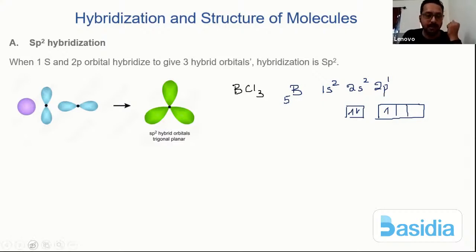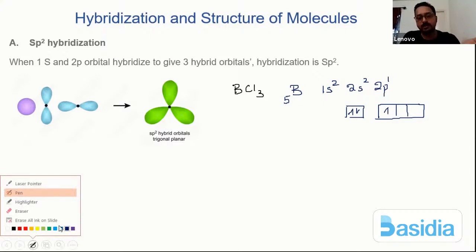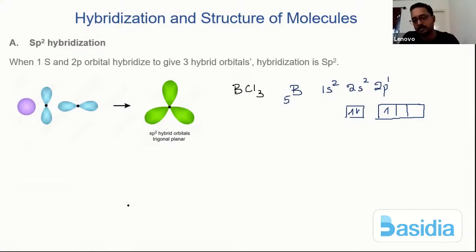So what exactly will happen now? We have also understood yesterday that half filled orbitals, correct? So here you see there is a fully filled orbital, okay? And let us not forget that these are our valence orbitals. So half filled orbitals participate in the bond formation, correct? So there will be promotion of the electron, and once the electron goes to the 2p orbital, the configuration changes, correct?